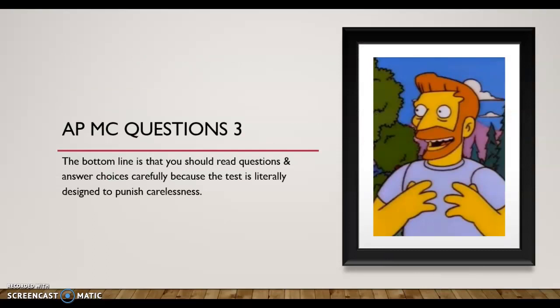Third slide here with this. The bottom line is you should read questions and answer choices carefully because the test is literally designed to punish carelessness. Most of my students who've gone on to take the AP test understand that you're not supposed to get all of the College Board AP questions correct.